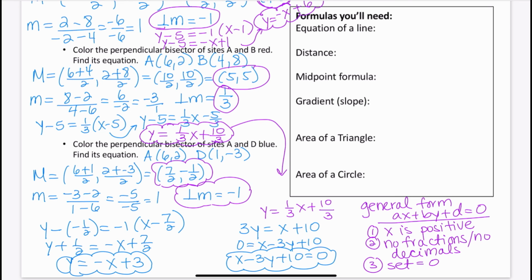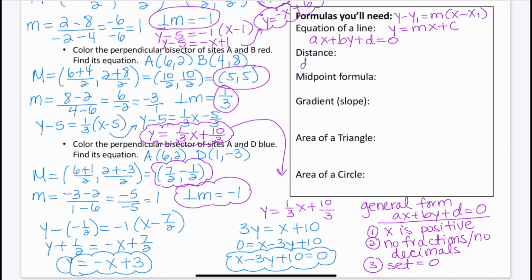So there are 3 equations of a line that you should be familiar with. One of them is going to be point slope form: y minus y1 is equal to m times (x minus x1). The second one is y equals mx plus c, which is slope-intercept form. And then of course we have standard form, ax plus by plus d is equal to 0, which has the 3 requirements you can't forget in order for you to write this in standard form.